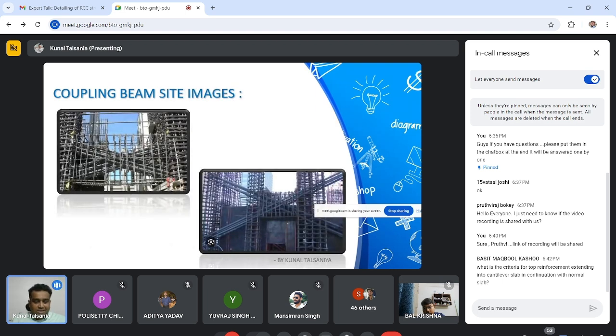Okay, so this is the actual site image of a coupling beam. You can see that there is no space for concrete, but this beam will act as a link beam, or you can say coupling beam, and you have to provide this diagonal steel.